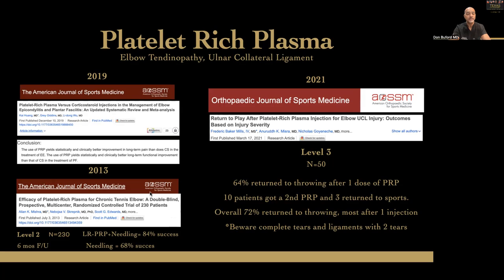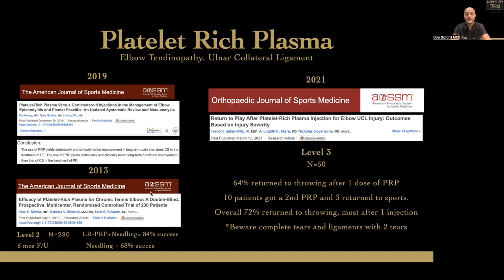This 2019 study is nice to reference because it's a meta-analysis, and it includes the best studies to date up through 2019. What they showed in all these studies was that PRP was better than steroid, and it was better in a very statistically significant way. This included long-term functional improvements. So this meta-analysis further bolstered the argument that PRP is better than steroid for tendinopathy at the lateral elbow.